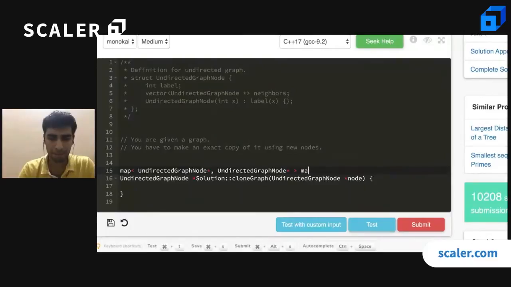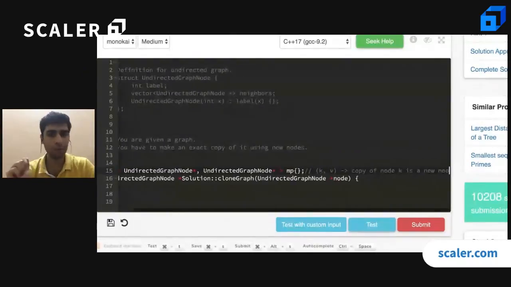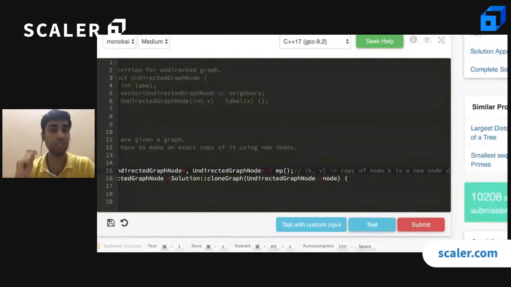Okay. This is a map which stores the node and its copy. Suppose basically a map is nothing but a key value pair, right? So this means that the copy of node K is a new node V. This is what I will store in my map because I need to know if I have already created a copy of that particular node, because a graph can have cycles. So if I go into a cycle, I need some way to ensure that, hey, I have already created a copy of this particular node earlier, right? So that means I will need some kind of a map, okay?